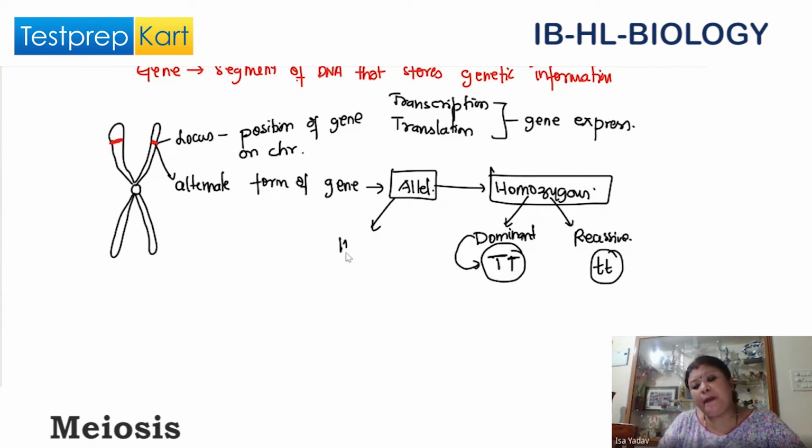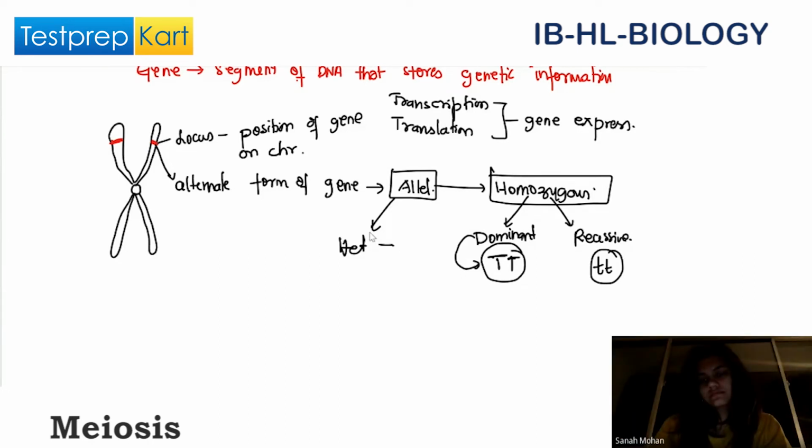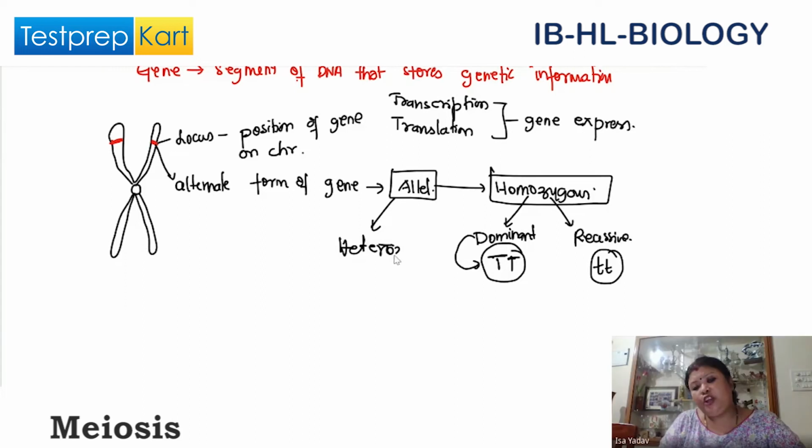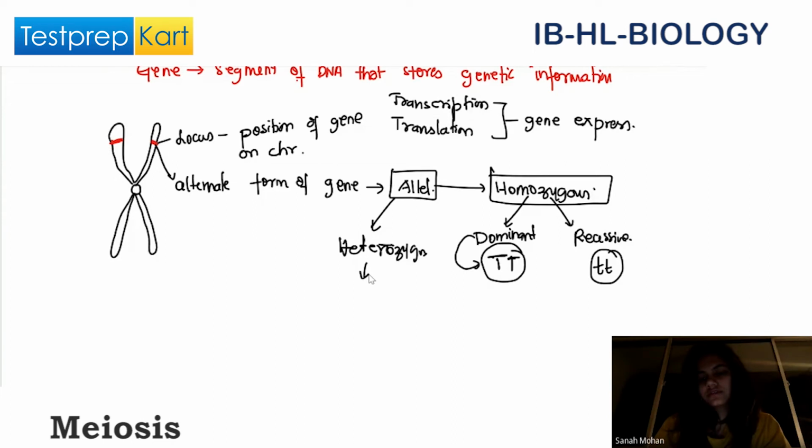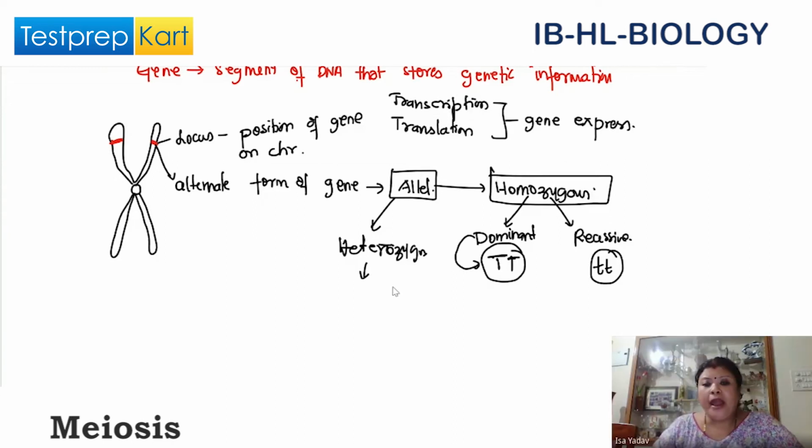Alleles can be heterozygous. Heterozygous means one capital letter and one small letter in the same chromosome. One capital and one small. So suppose, for example, capital letter T stands for tall plants. Small letter t stands for dwarf plants.